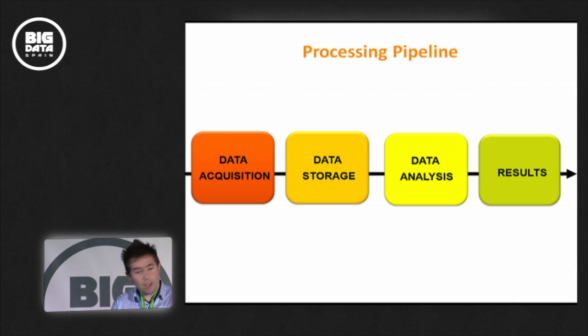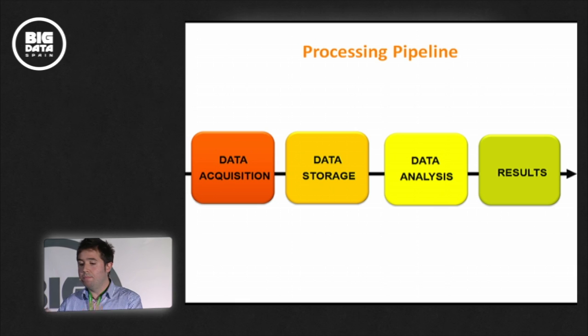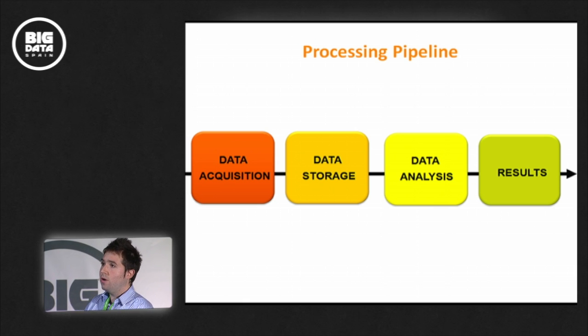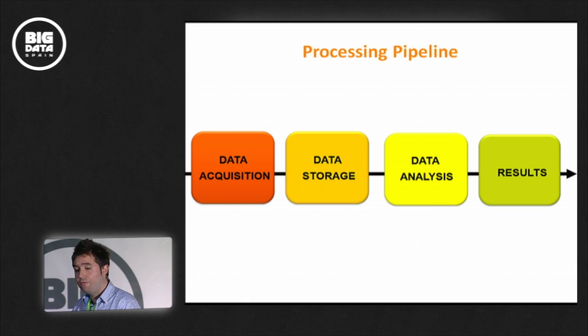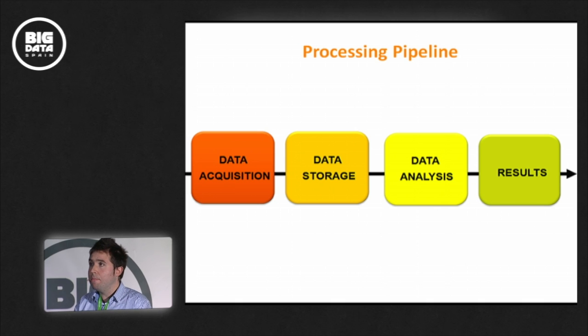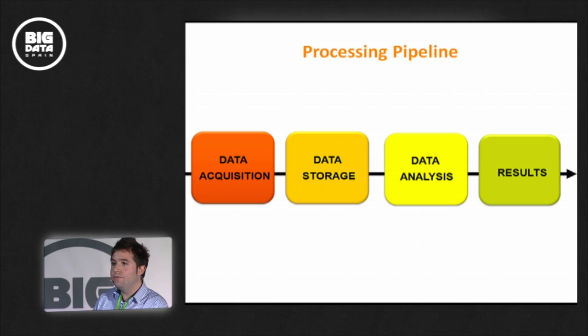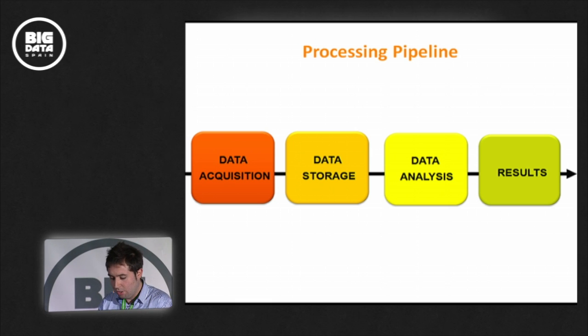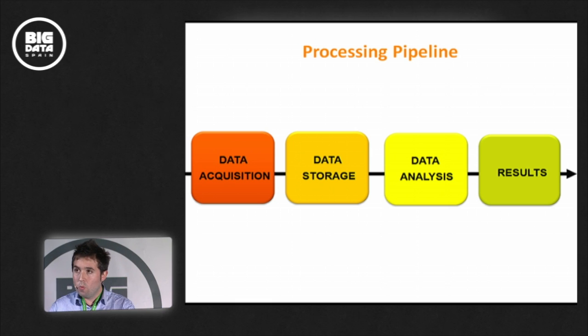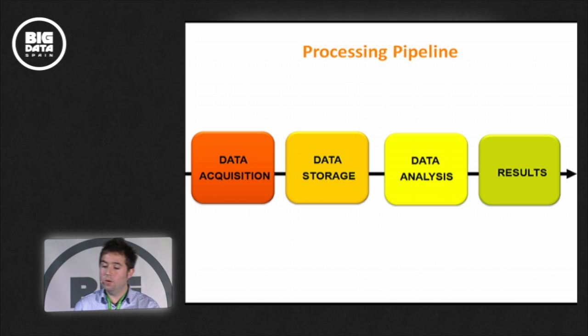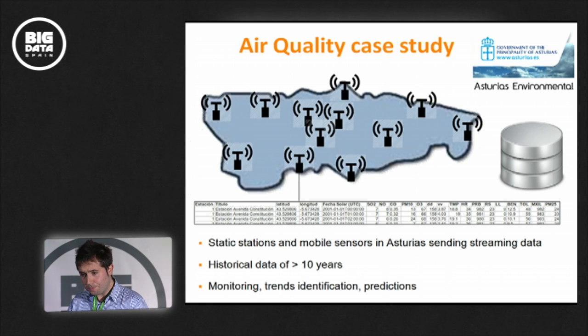Well, we have to use always these 4 steps in a processing pipeline. No matter what processing paradigm you are going to use, you always have to get the information, store the data, maybe permanently or maybe temporarily, and analyze the information in order to get some results. So in the rest of the talk, we will classify the technologies taking into account these steps.